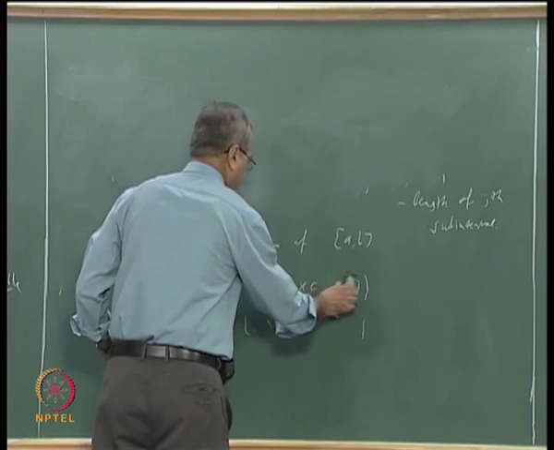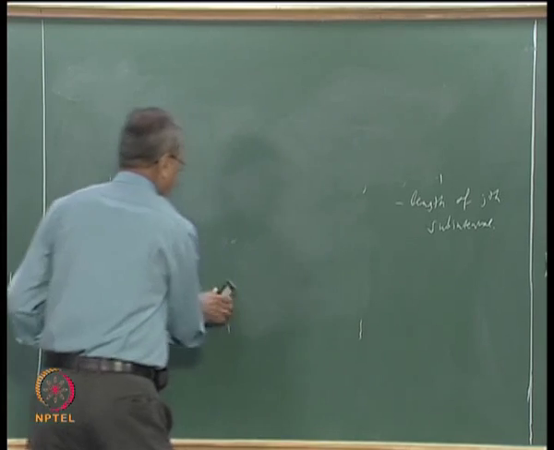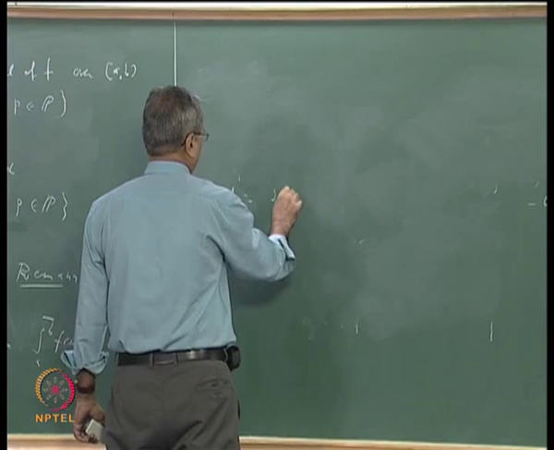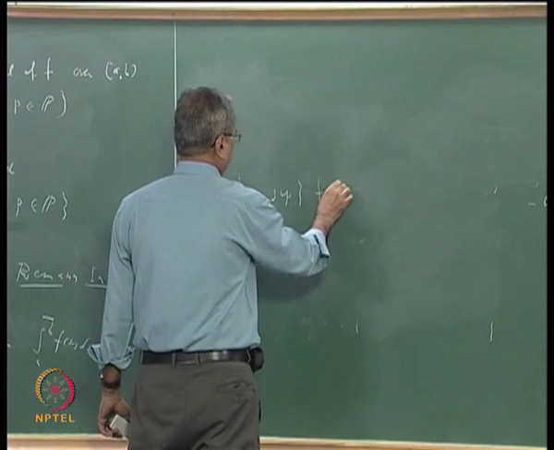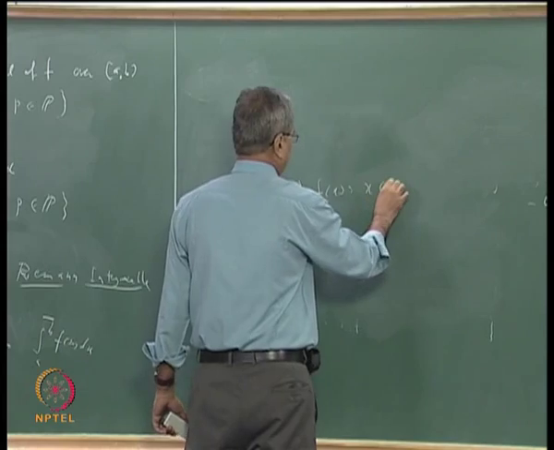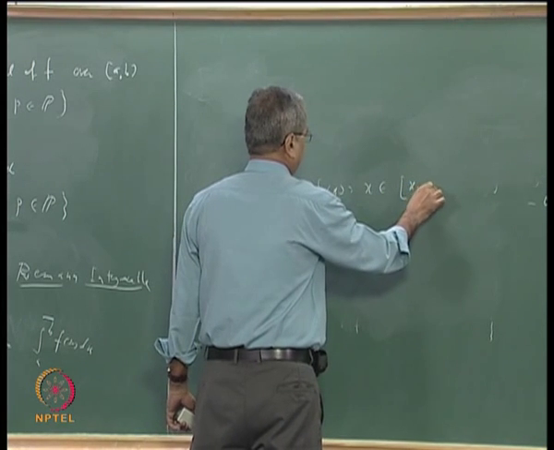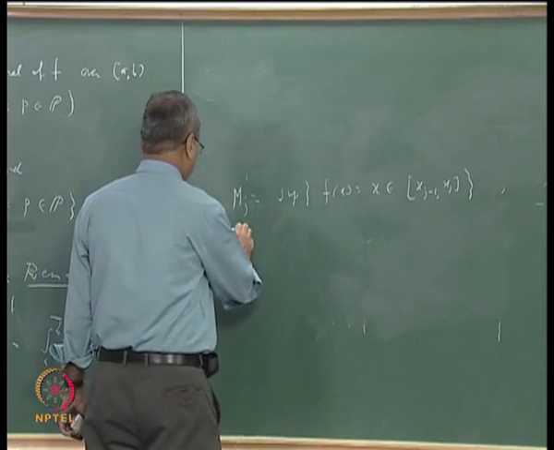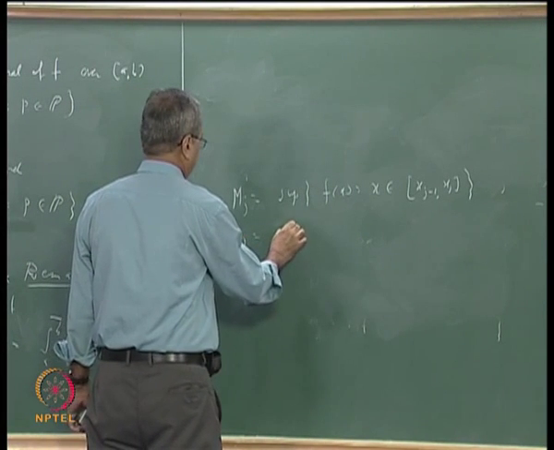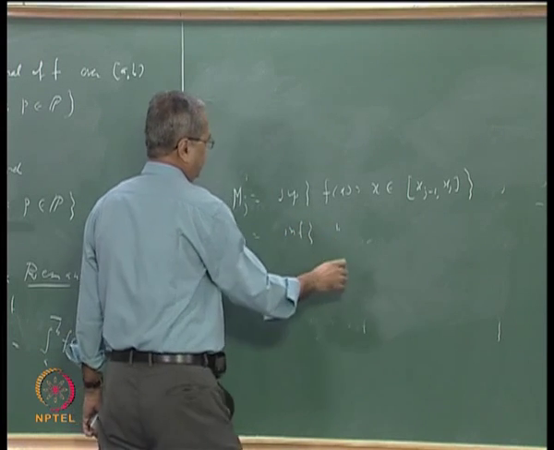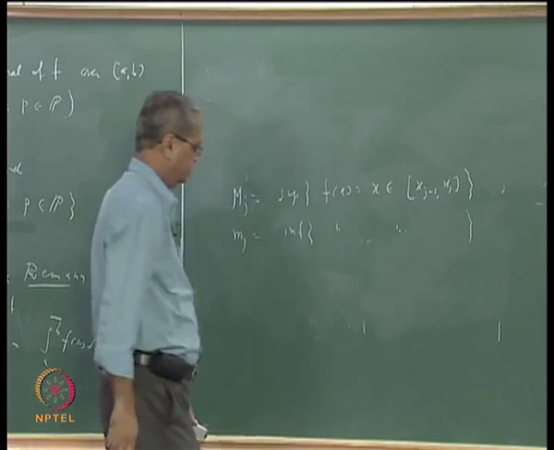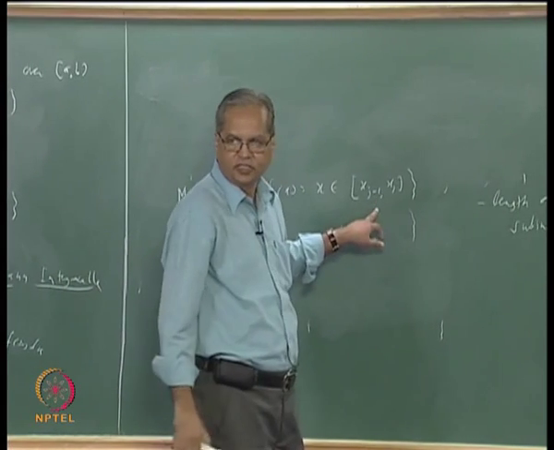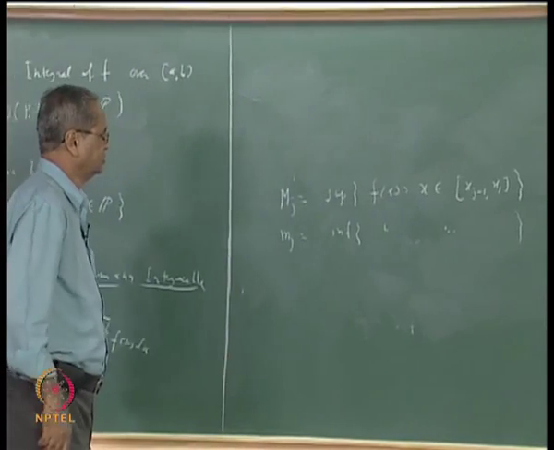Oh, here x belongs to, sorry, okay, I will repeat that once again. Big M suffix j, that is the supremum of f(x) for x in that subinterval, x belongs to x(j minus 1) to xj, okay, right. And similarly small m suffix j is the infimum of f(x) for x in the same subinterval. Oh, did I write a b here in the earlier one? So that is wrong. This is correct. Okay, this is correct. Thank you.